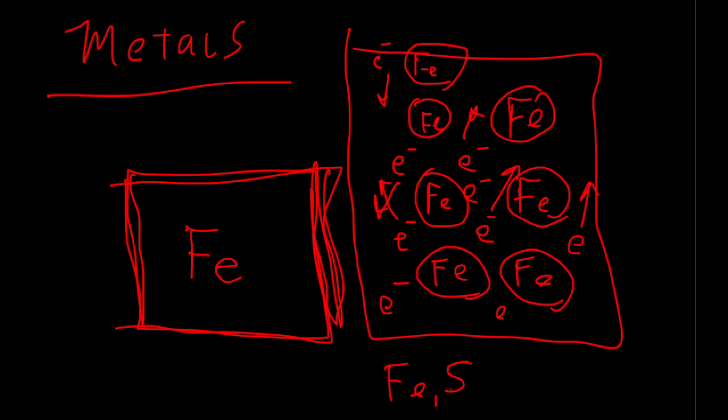Other things do too. Silver, Ag. Nope, silver's not Ag. What is silver? I can never remember. Iron, silver. What else is conductive? Copper, right? So they all have this exact same model. It's a metal, and there's electrons being shared between all of the atoms.